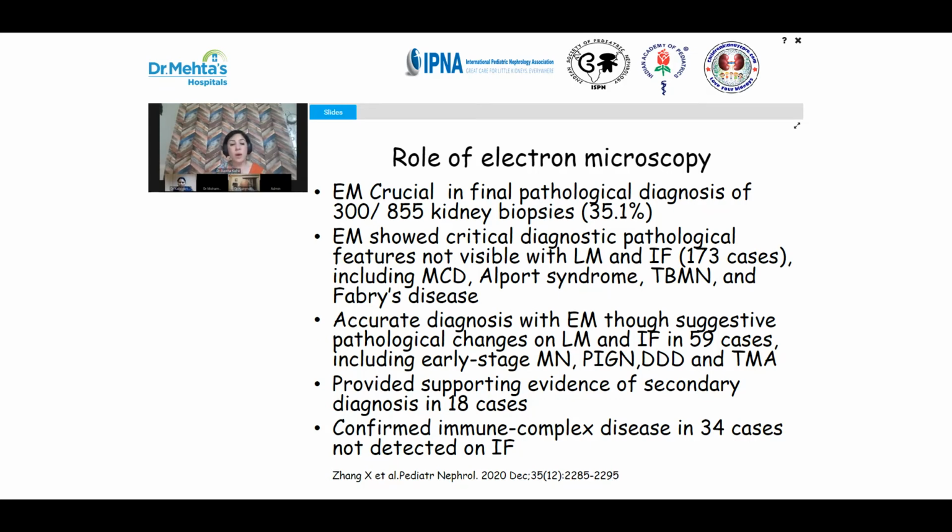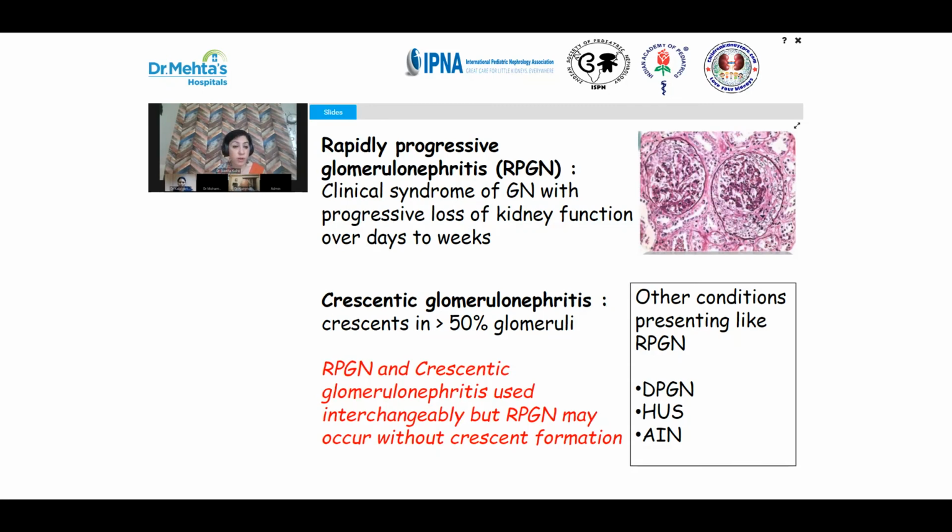So a word about rapidly progressive glomerulonephritis, which is a clinical syndrome of GN with progressive loss of kidney function. It is usually associated, but not always, with crescents in the biopsy. As you can see, if more than 50% of glomeruli on a biopsy show crescents, it is labeled as crescentic glomerulonephritis. And we discussed that any cause of GN can lead to crescentic glomerulonephritis.